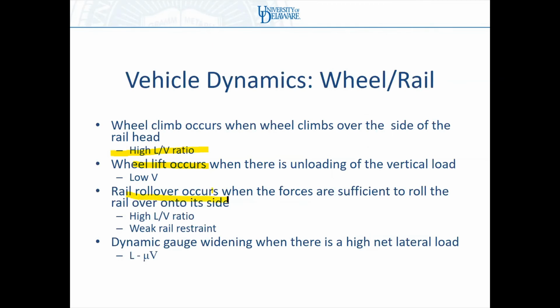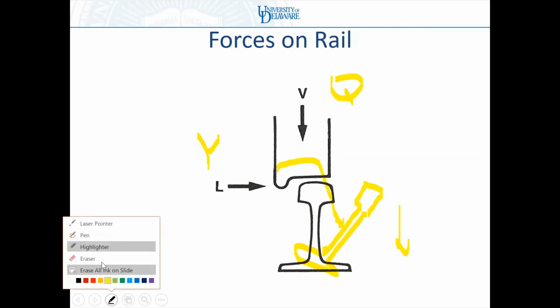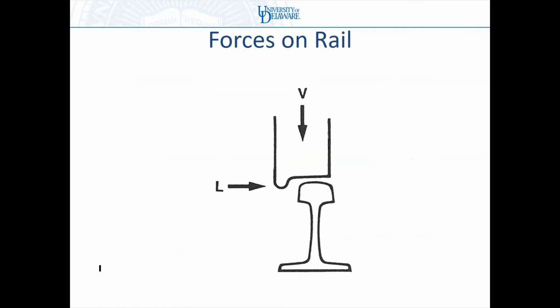Rail rollover. Rail rollover occurs when my L over V forces are high enough to cause my rail to rotate significantly and either go completely on the ground, or this wheel suddenly starts running on the web of the rail and knocks the rail down. So that's rail rollover.